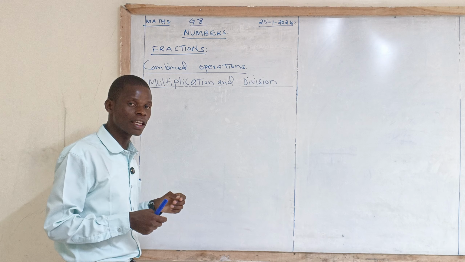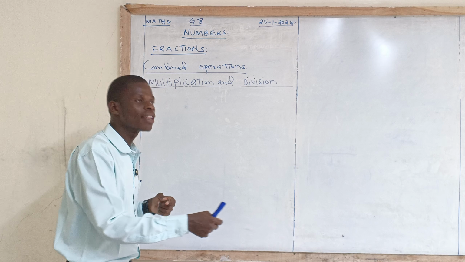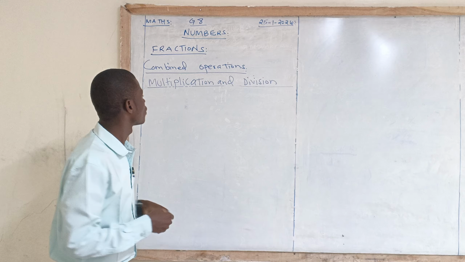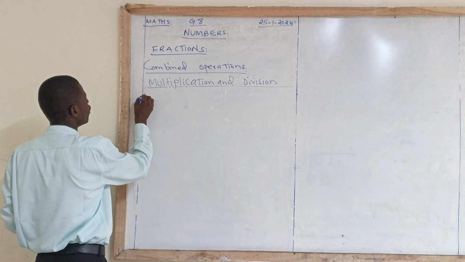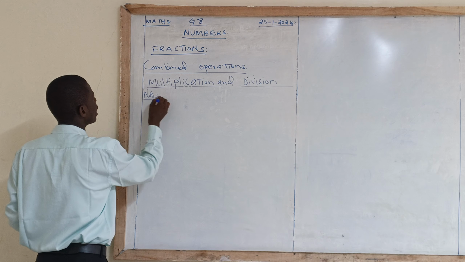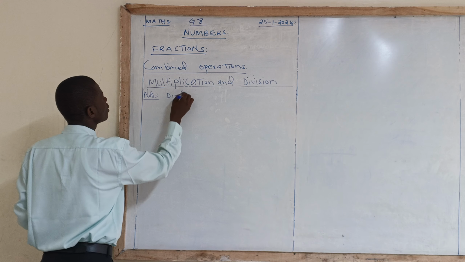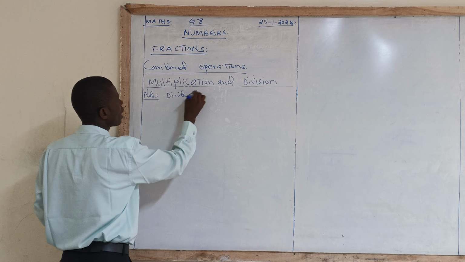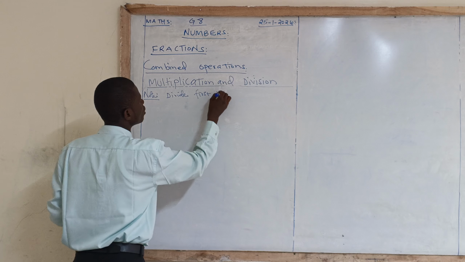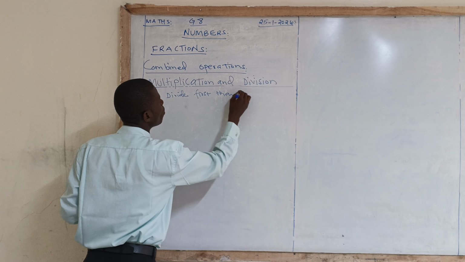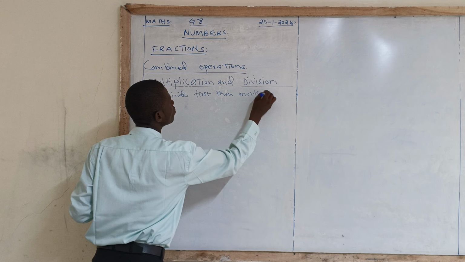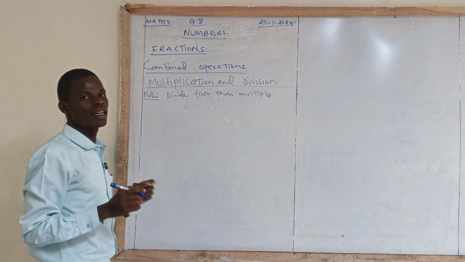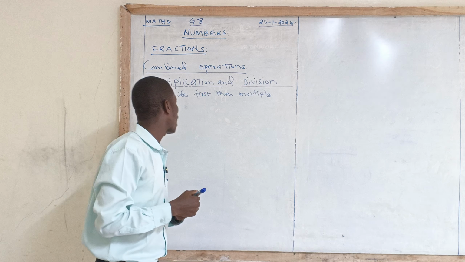Division, what are we going to say? We divide and then multiply. So note and say: divide first, then multiply. As simple as that. Divide first, then multiply.